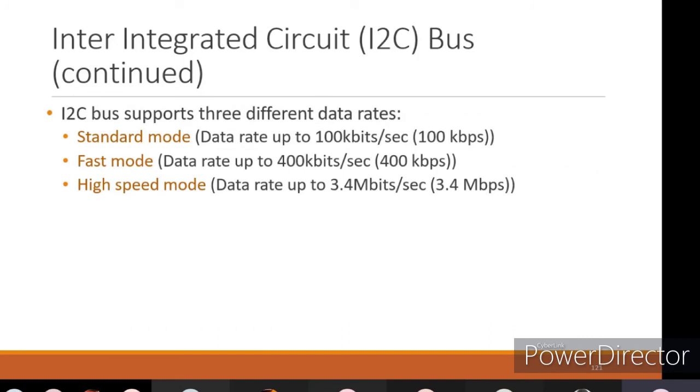Okay. The I2C bus supports 3 different data rates. Standard mode, that is data rate up to 100 kilobits per second, that is 100 kbps. Fast mode, that is data rate up to 400 kilobits per second, that is 400 kbps. High speed mode, that is data rate up to 3.4 megabits per second, that is 3.4 Mbps.